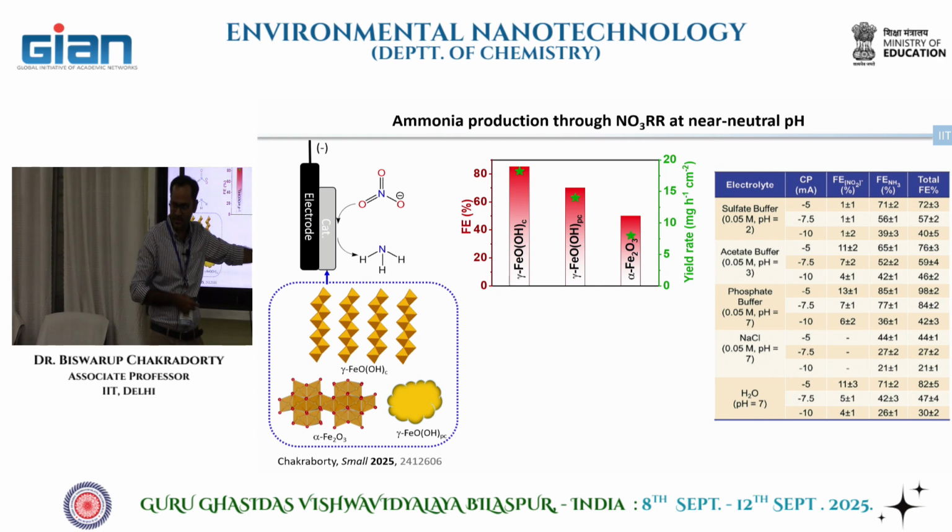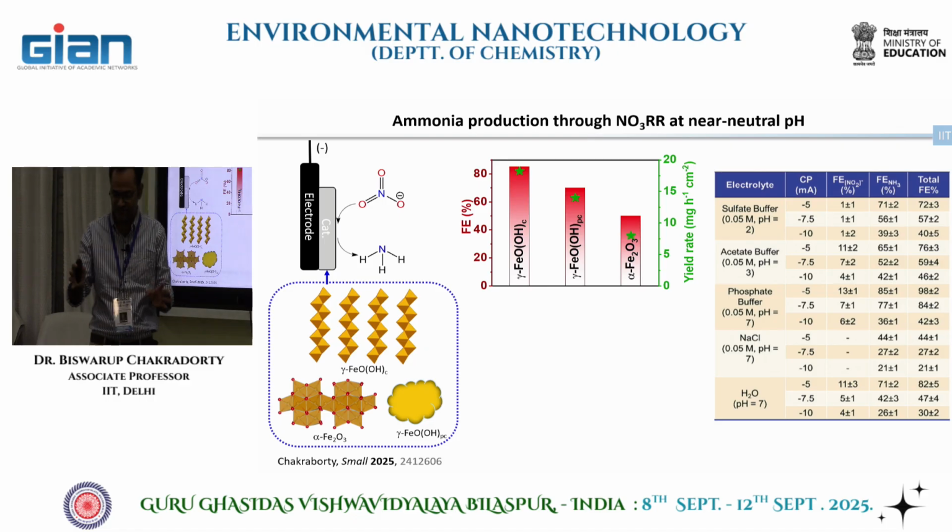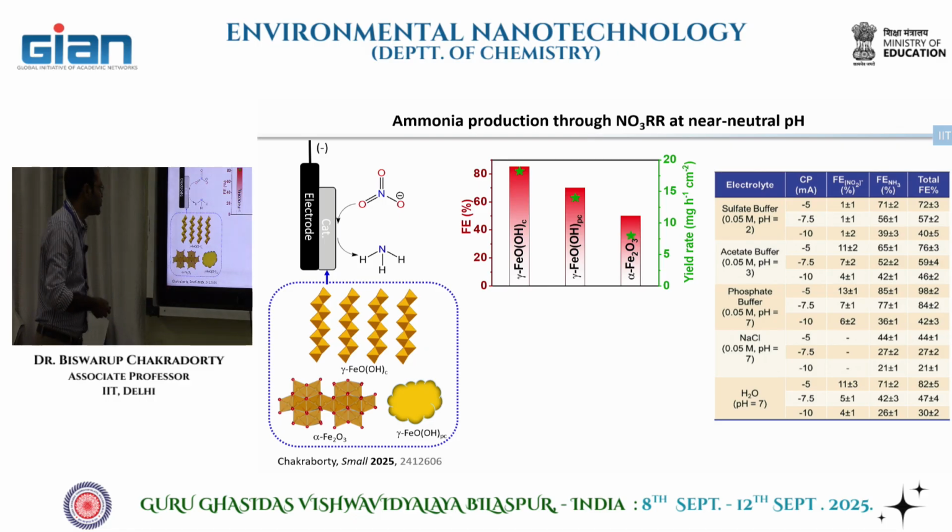We have screened other possible options also, varying the pH, varying the concentration, and we got that 84% is the highest possible Faradaic efficiency, with 18 mg per hour as the rate of ammonia production.